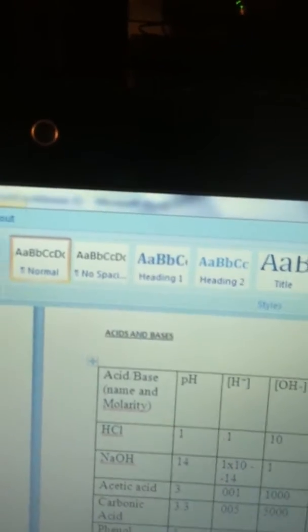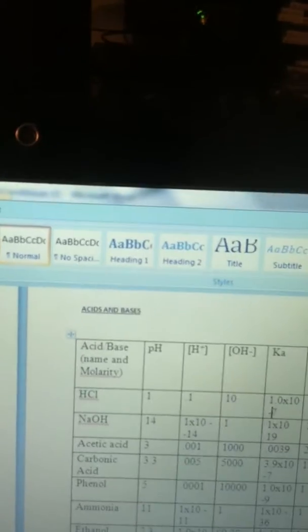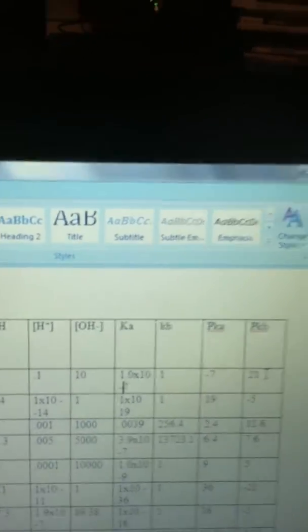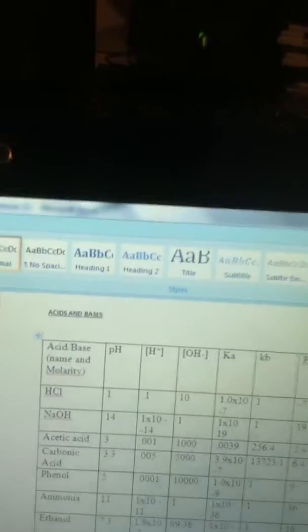Then from there, we were given our pKa. Basically, pKa plus pKb always equals 14. So basically, we could have added these up. Each one equals 14. But using our pKa, we can then calculate for our Ka.